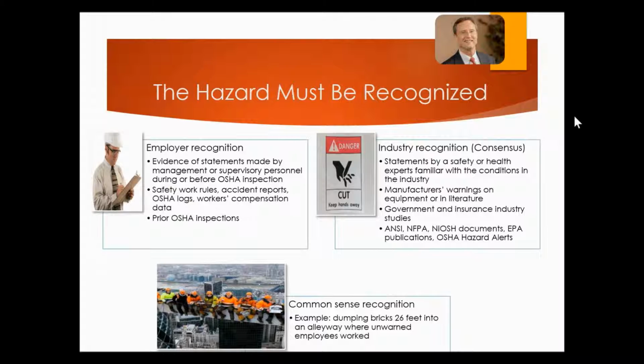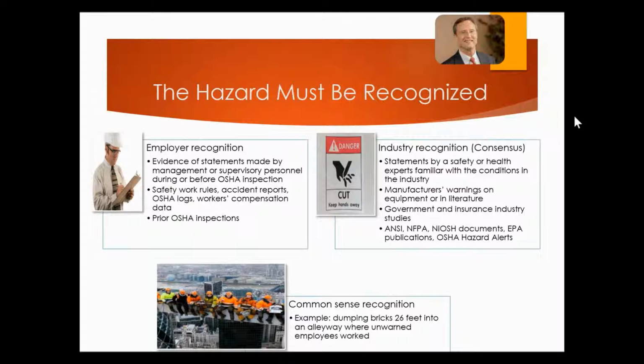Other things like safety work rules, accident reports, workers' compensation data, that is significant. Workers' compensation claims tell you that you have a hazard. Industry recognition is right there, even warnings on equipment, insurance industry studies, government agencies. I would note NIOSH, the National Institute of Occupational Safety and Health. That was actually created by Congress when they did the Occupational Safety and Health Act, the OSHA Act. It's sort of like their scientific advisor. And then common sense recognition.